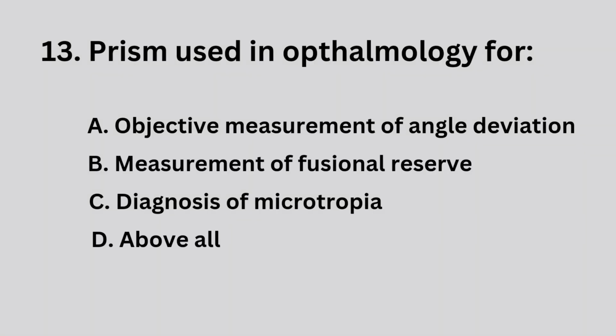Next question. Prism used in ophthalmology for. Option A objective measurement of angle deviation, option B measurement of fusional reserve, option C diagnosis of microtropia, and option D above all. Here the correct option is option D above all.